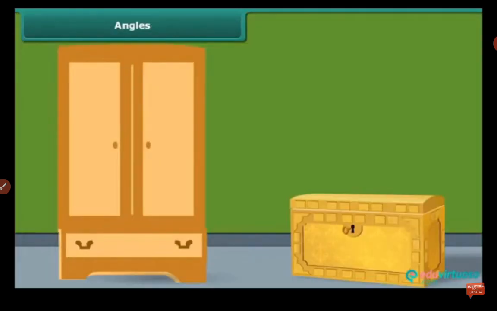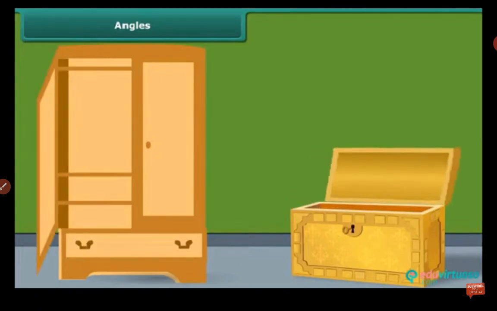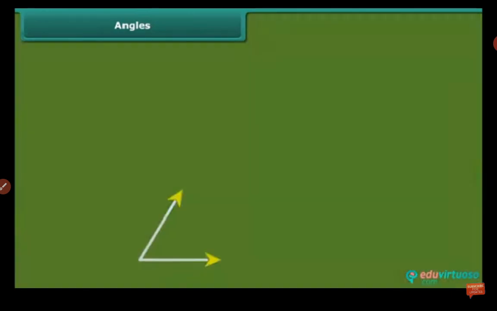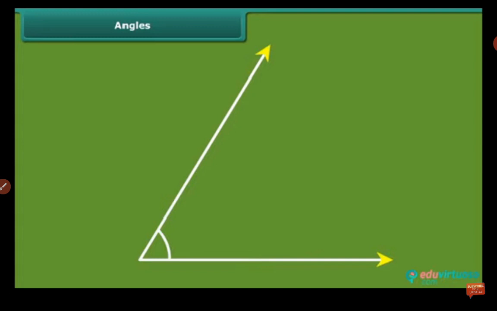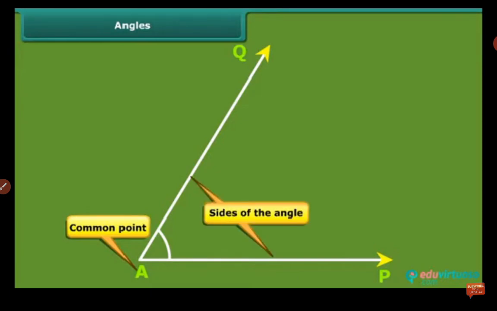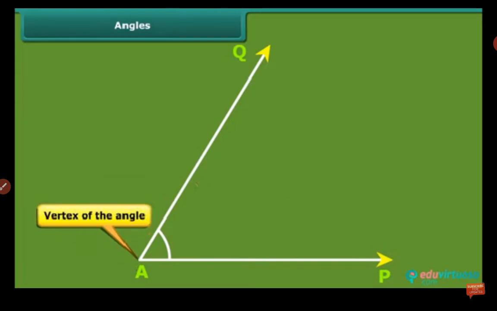Let us now move to another topic. The open door of an almirah or a box forms an angle. In the language of mathematics, when two rays start from a common point, we say that an angle is formed. In the given angle, rays AP and AQ have a common point A. The two rays forming an angle are called the arms or sides of the angle. The common end point is the vertex of the angle.